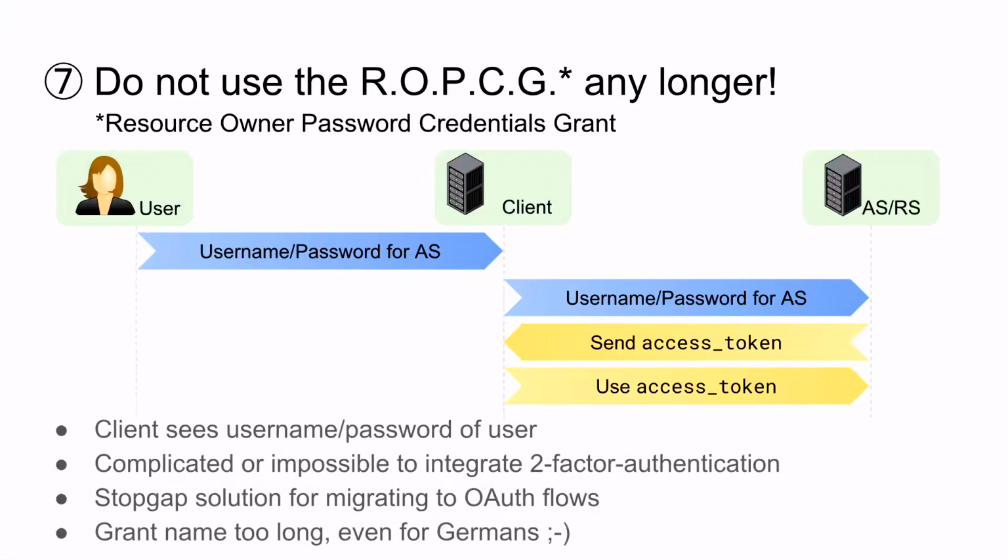So it works as follows. The user sends a username and password for the AS to the client, and the client uses that username and password at the AS to get an access token. I think the downsides are obvious. So the client sees the username and password of the user. This is completely orthogonal to what you do with two-factor authentication, so it's hard or impossible to integrate. And it was only meant as a stopgap solution for migrating to OAuth. And it's a really long grant name, even for German.